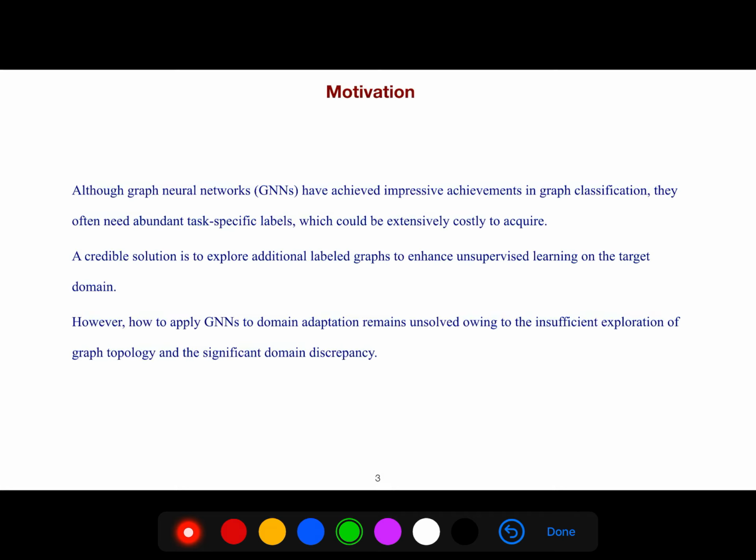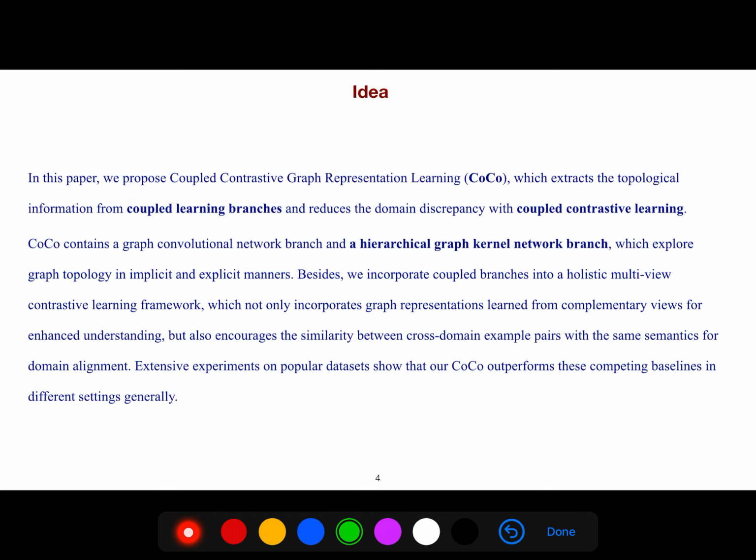Although graph neural networks have achieved impressive achievements in graph classification, they often need abundant task-specific labels, which could be extensively costly to acquire. A credible solution is to explore additional labeled graphs to enhance unsupervised learning on a target domain. However, how to apply GNNs to domain adaptation remains unsolved owing to the insufficient exploration of graph topology and the significant domain discrepancy. In this paper, we propose coupled contrastive graph learning, which extracts the topological information from coupled learning branches and reduces the domain discrepancy with coupled contrastive learning.